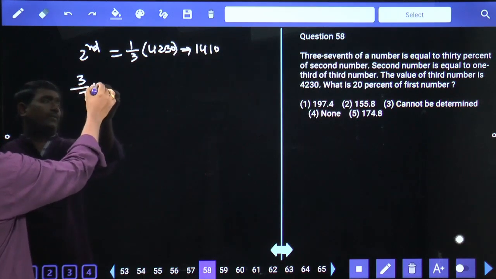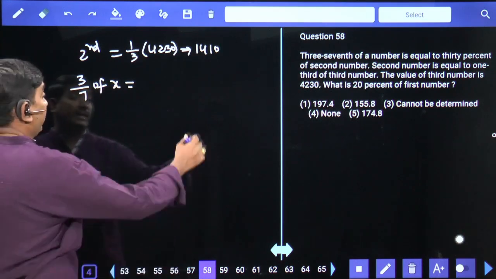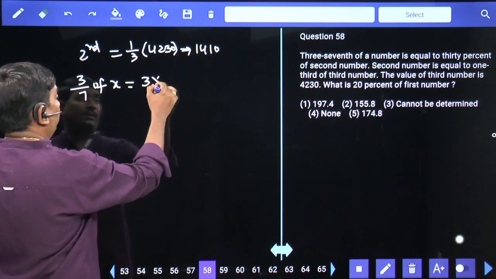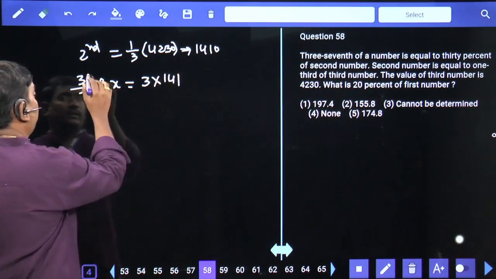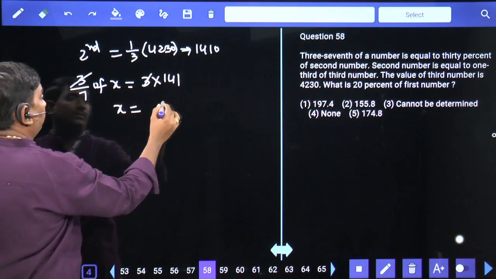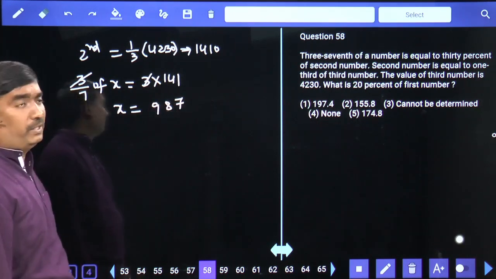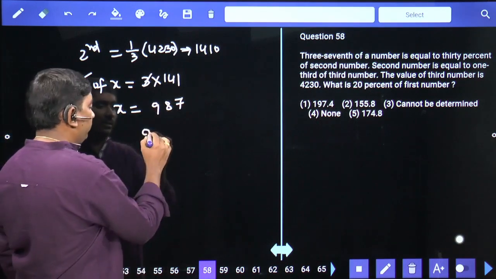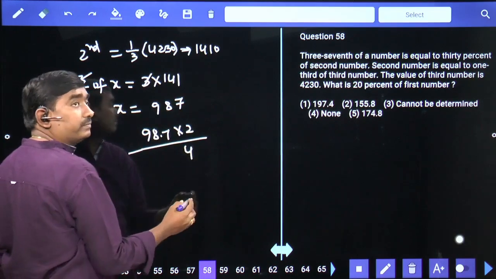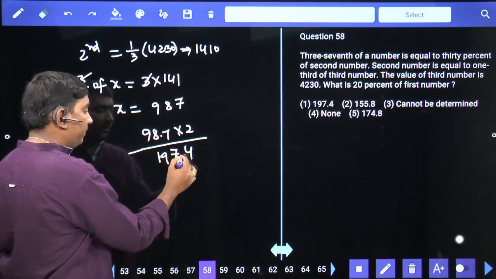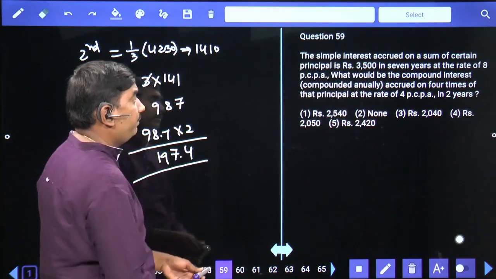3/7 of first number is equal to 30% of second number. Second number is 1410. 30% means 10% 141. 3 times means 3 into 141. 3 will get cancelled. X is equal to 2987. That is first number. What is 20% of first number? 10% 98.7. 20% means double. 197.4. 20% of the first number is 197.4.